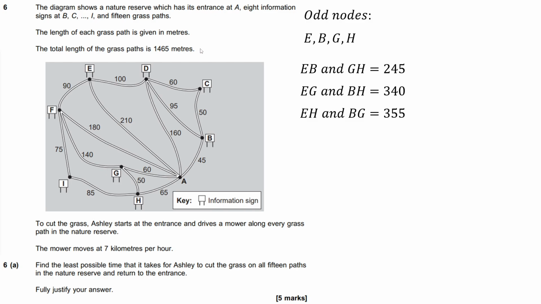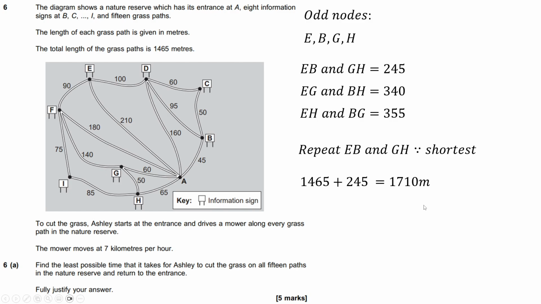So we'll do all of the 1465 meters, and then we're going to repeat this one. So that's plus another 245. So our shortest distance in meters becomes this plus this, and that gets us 1710. Because we obviously do 7 kilometers per hour, this here is just 1.71 kilometers.